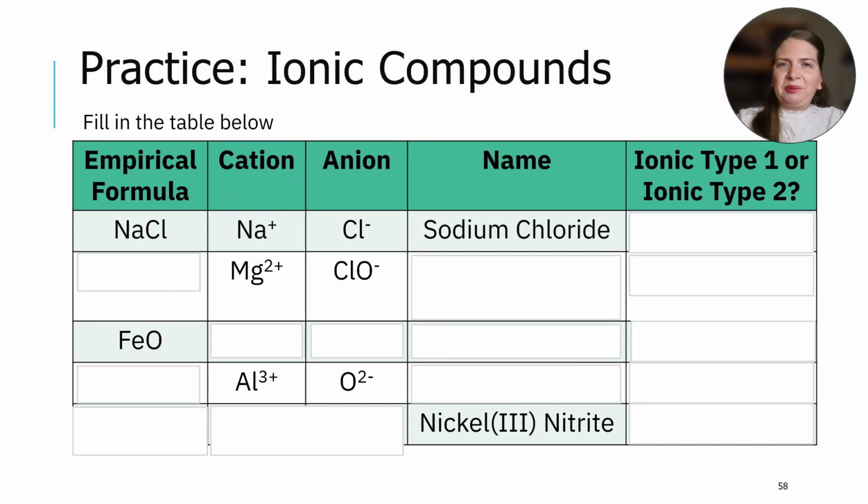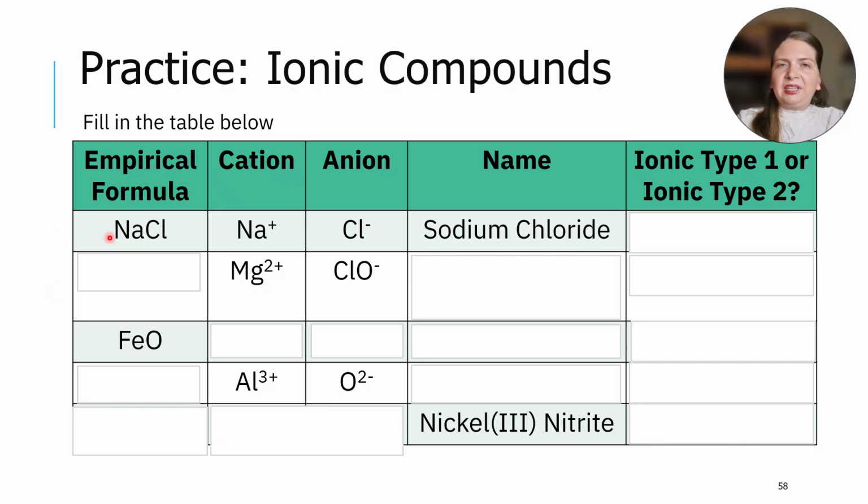Here's a practice problem. Fill in the blanks in this table for the chemical formula of the compound, the cation's formula, the anion's formula, the name of the compound, and whether the compound is a type 1 or type 2 ionic compound. For the first row, we are given the chemical formula NaCl.